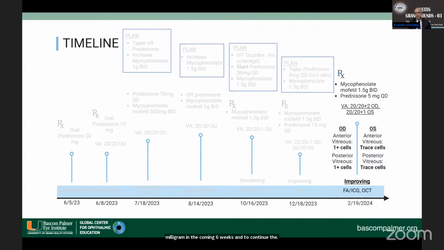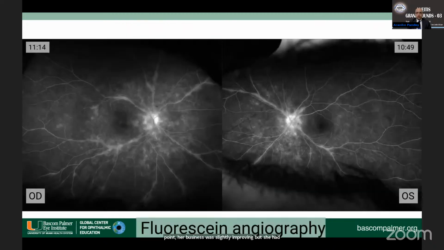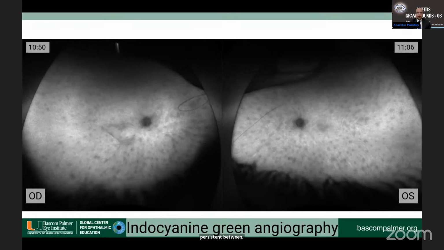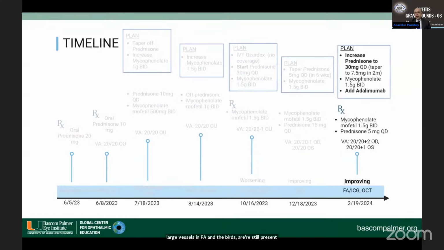So finally, she presented again after 2 months. At this point, her vision was slightly improving, but she had persistent vitritis. There was persistent leakage of the large vessels in FA, and the birdshot lesions were still present in both eyes, as seen in this ICG photograph. Now she was asked to increase the prednisone to 30 milligrams for the third time, and asked to taper it to 7.5 milligrams in the next 2 months.